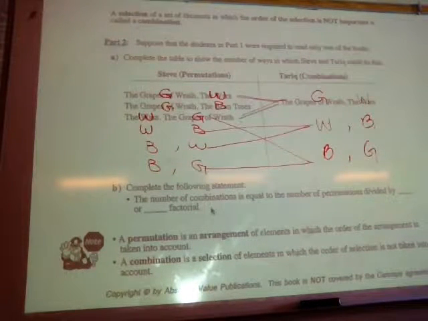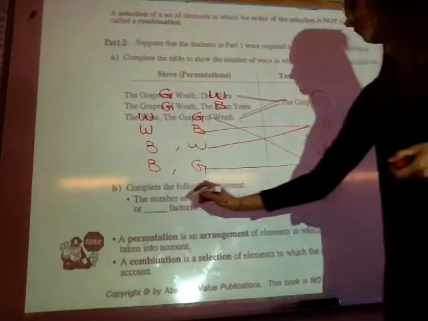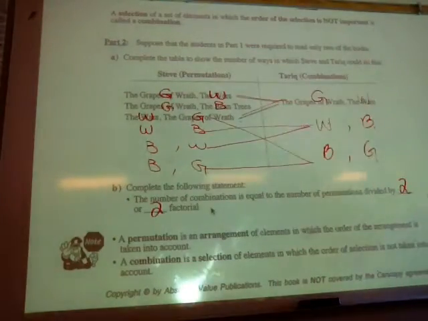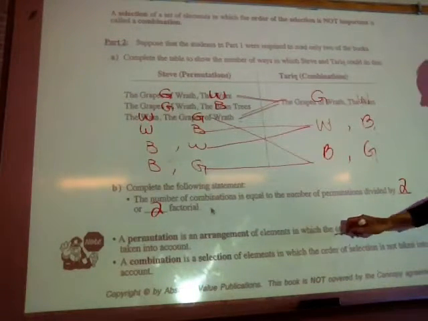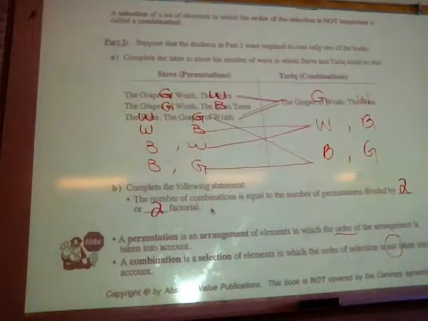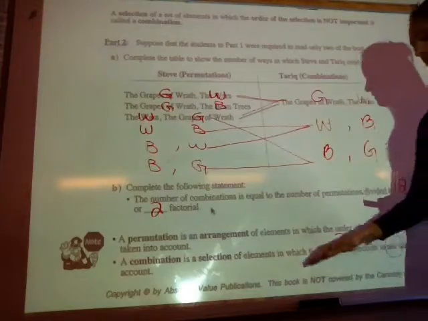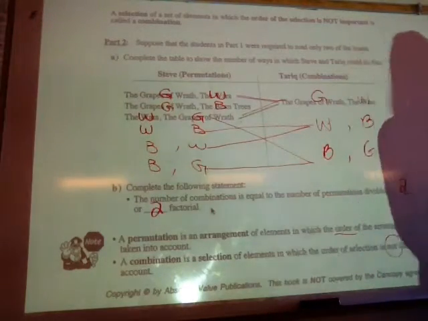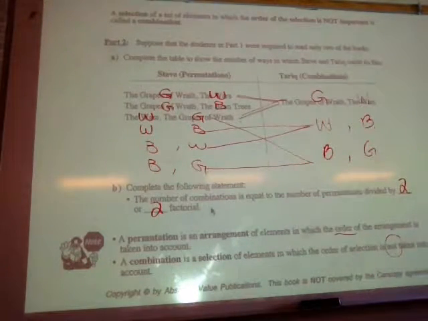Okay, the number of combinations is equal to the number of permutations divided by what? 2. Or we could say 2 factorial. A permutation is an arrangement of elements in which order of the arrangement is taken into account. And a combination is a selection of elements in which order is not taken into account. Okay? So just keep in mind, permutation, we're talking about arrangements; combinations, selections, order doesn't matter.